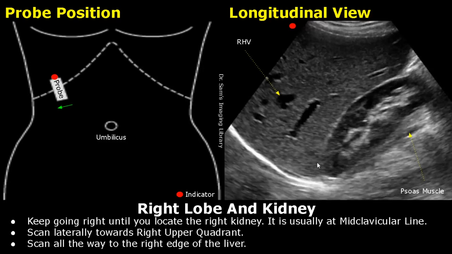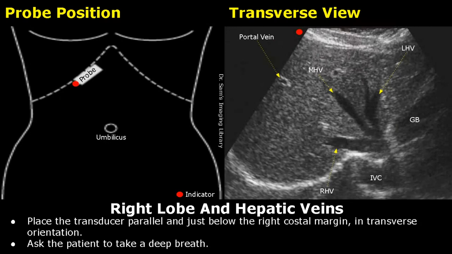Scan all the way to the right edge of the liver. If needed, ask the patient to take a deep breath. This will push the liver below the ribs. Now we will see how to scan the hepatic veins. Place the transducer parallel to the right costal margin and place it just below this costal margin in transverse orientation.